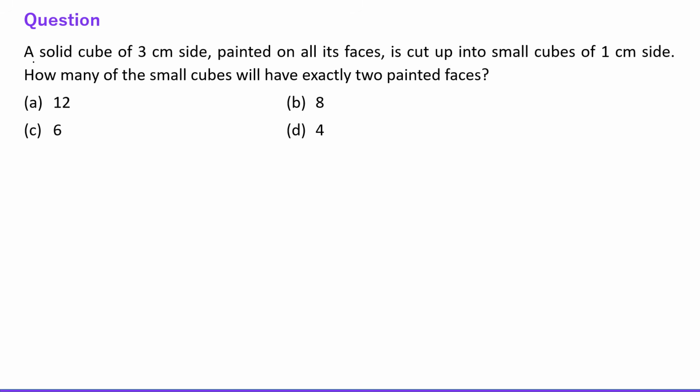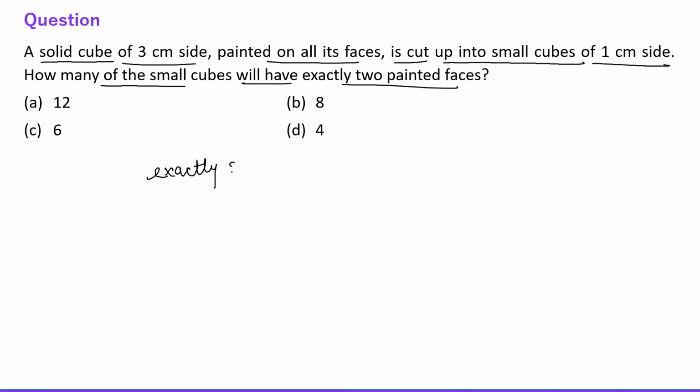Next question is, a solid cube of 3 cm side painted on all its faces is cut up into small cubes of 1 cm side. How many of the small cubes will have exactly 2 faces painted? There is a formula for exactly 2 faces painted. This is 12 times (n minus 2).